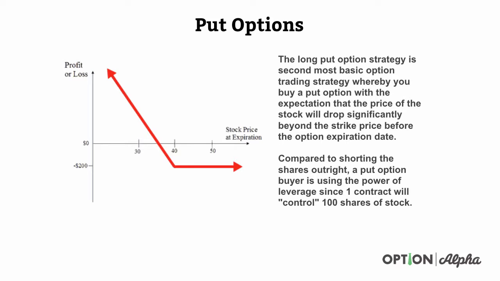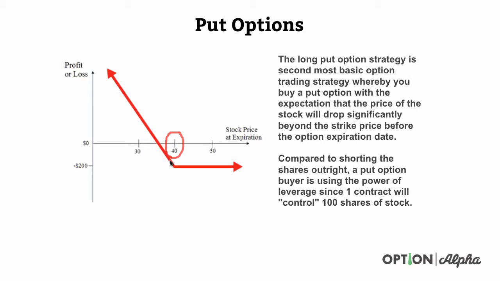Now, this is where you can actually build a bearish position in a stock for limited risk by using a long put option. And in this case, what you're basically saying is your strike price becomes the price at which you guarantee that you're going to sell shares in the future.